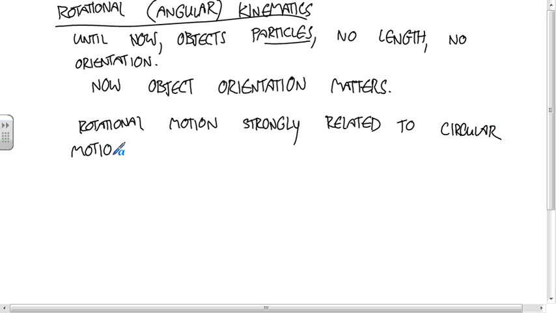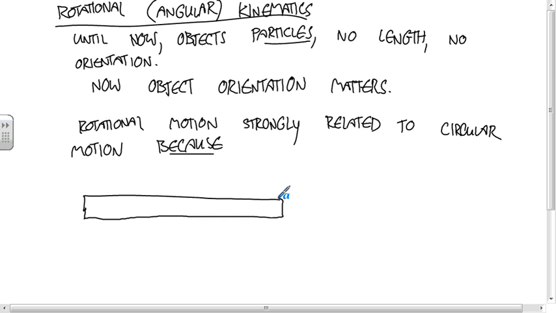And the reason for that is if you're dealing with an object that's rotating around a pivot point. So let's say you have a board, and the board is connected to, you know, a wall or something by a pin. So imagine this is a board that's free to rotate around this pin.